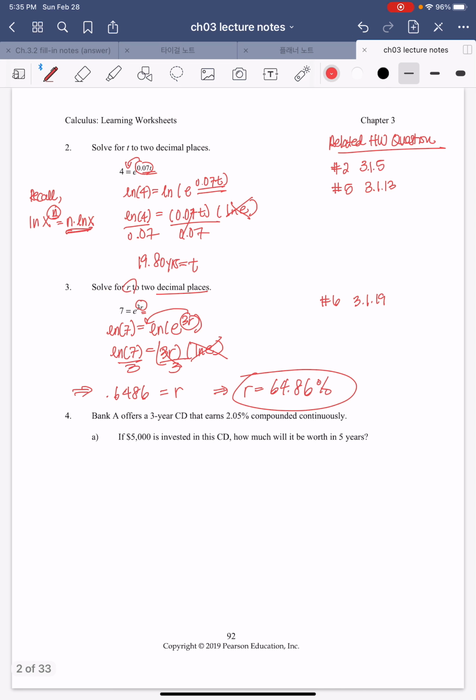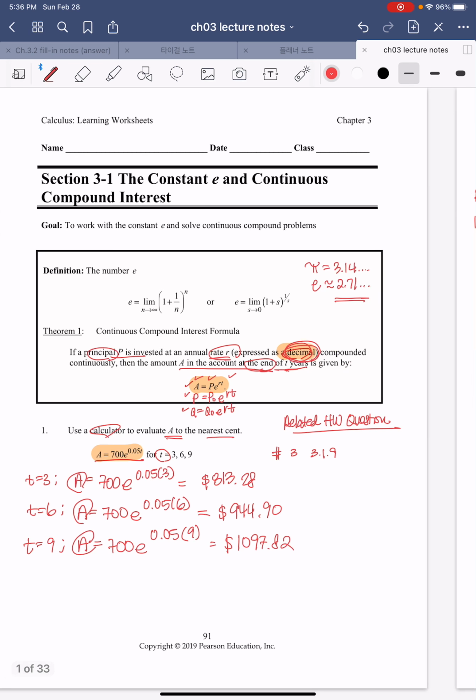Okay, so let's take a look at a couple things. Number four: Bank A offers a 3-year CD that earns 2.05% compounded continuously. So we already have a couple pieces of information: 3 years, 2.05. If 5,000 were invested in this CD, how much? So that's the key point. How much? We are talking about the money's worth in 5 years. Okay, so let's take the formula. A equals Pe^(rt).